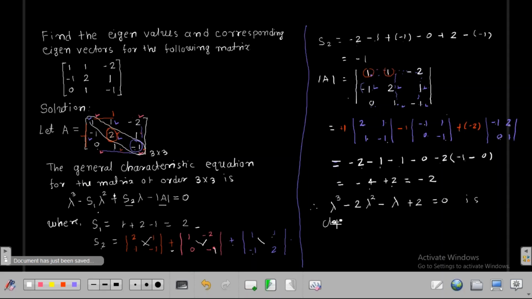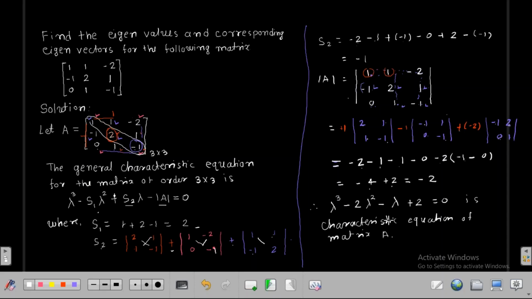This is the characteristic equation of matrix A. Now solve this, means find the value of lambda here. Means we get the eigenvalues of the given matrix.